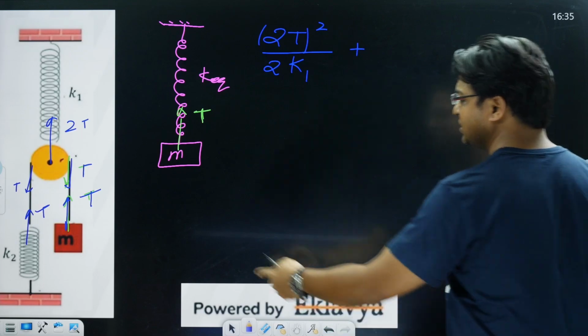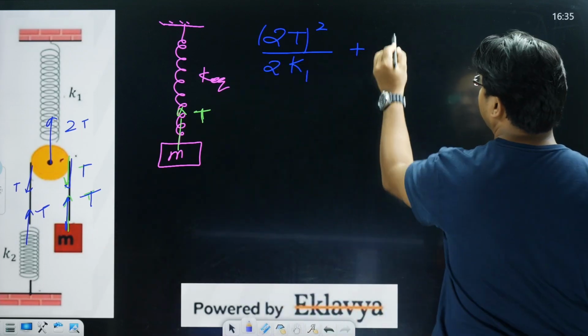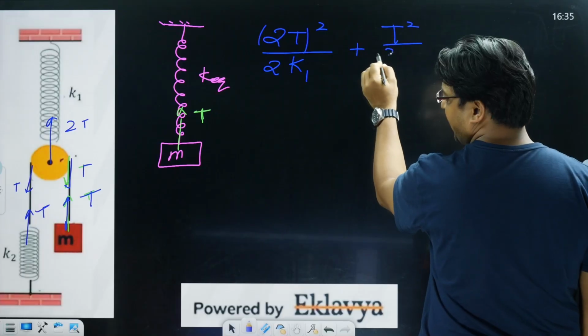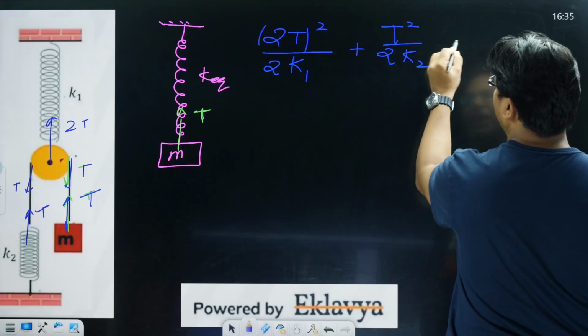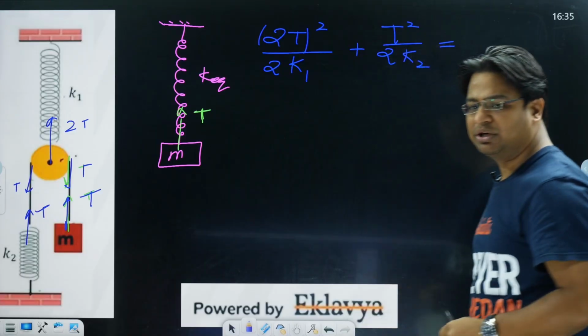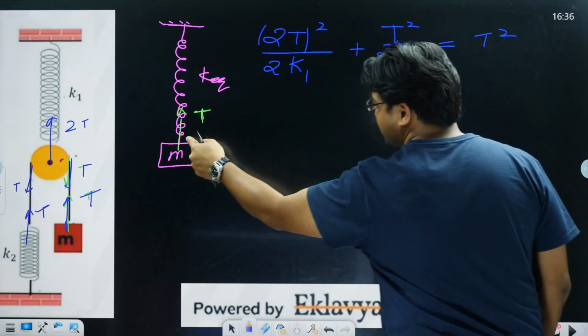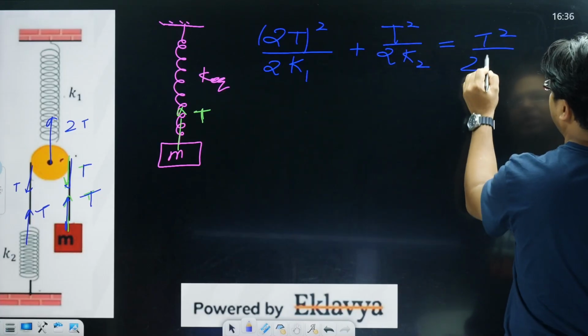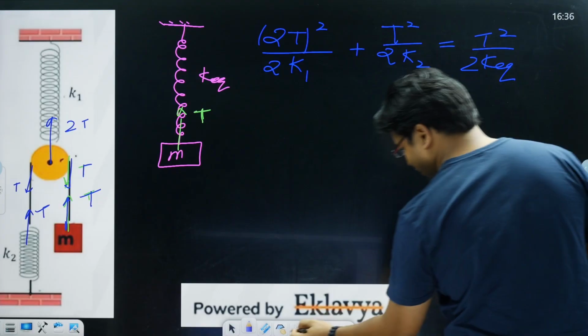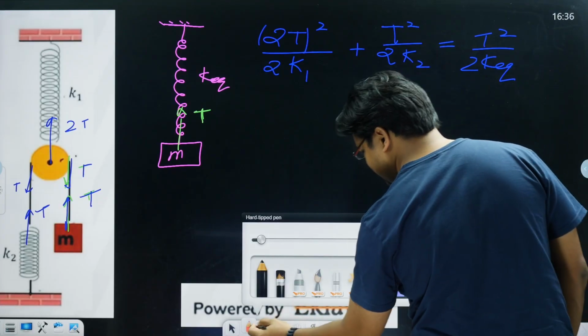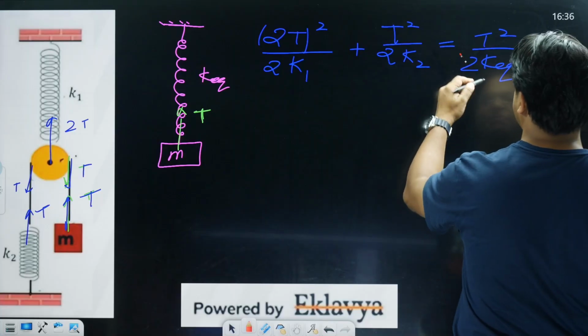Now the energy stored in the second spring, how will we write that? That will be written as T square by 2K2. And that should be equal to the energy stored in the equivalent spring. And how will we write that? That will be equal to T square, because the force here is also T, divided by 2 into K equivalent. Now you're done. Rest is mathematics, and that too very simple mathematics.